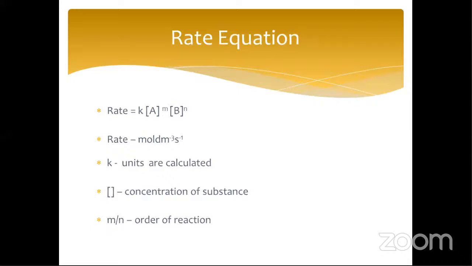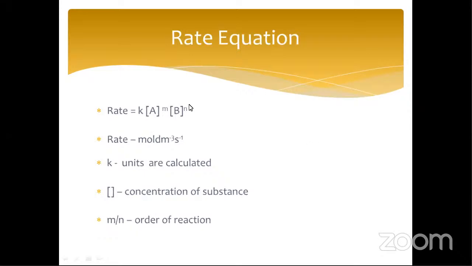Now for k, the units are calculated. There are no standard units for k. The units are calculated based on the data and the rate equation. Square brackets denote concentration of your substance. And this again is also important. Square brackets are used for concentration. Parentheses are used for something totally different. So you need to ensure that you use the correct denotations in your equation.